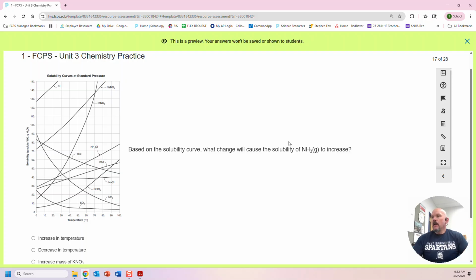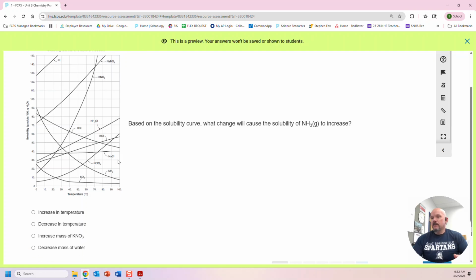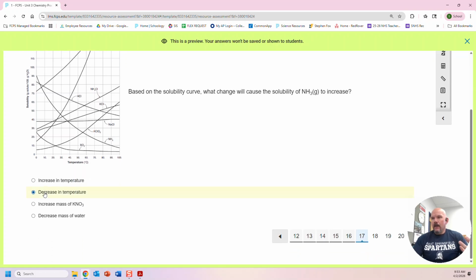You can dissolve more solid in warm water than you can in cold water, but for gases, it's the other way around, okay? So since ammonia is decreasing in solubility as temperature increases, one way we could increase the solubility is by decreasing the temperature, right? So that's probably what we're looking for here, and that would be our answer choice.